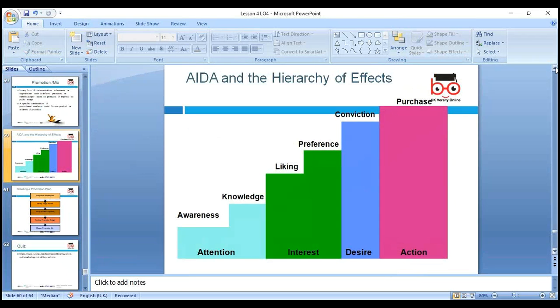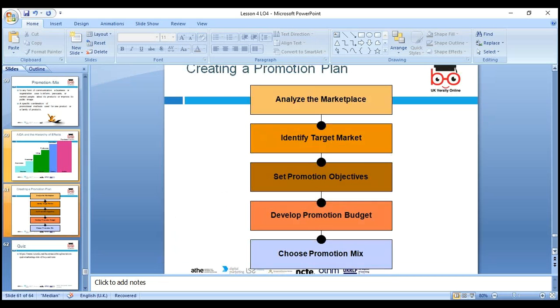To promote a product, we always use the AIDA principle as well: attention, interest, desire, and action. Attention is awareness and knowledge about the product; interest is liking and preference. Desire is how the customer desires to buy the product, and then action is when they actually buy the product. When we plan these things, we need to analyze the marketplace, identify the target, set the promotional objective, and develop a promotional budget.